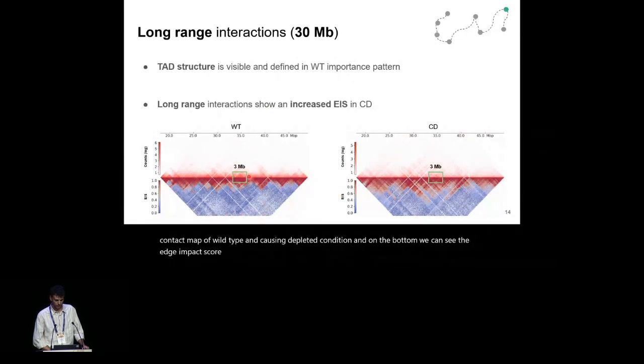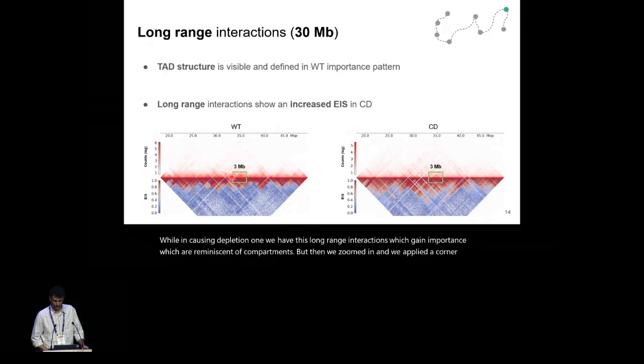And the first thing to notice is that we have this kind of triangular TAD structure, with a high entropy impact score in the wild type condition. While in coenzyme depletion one, we have these long-range interactions which gain importance, which are reminiscent of compartments. But then we zoomed in and we applied Icona to this 3 megabase region right here.